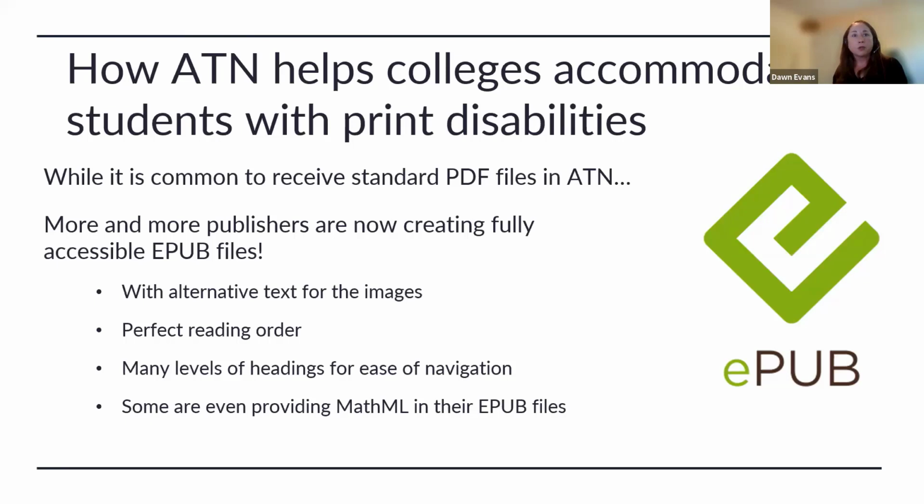the images for you. You don't have to do that for your student using a screen reader. The publisher did it for you. The reading order will always be great. There are usually many levels of headings within those EPUBs, so that eases navigation throughout the textbook for the student. And some publishers are even inputting MathML into their EPUB files. So I would highly encourage you to look into that. It's a great resource. So why not just go and directly ask for a book from a publisher?